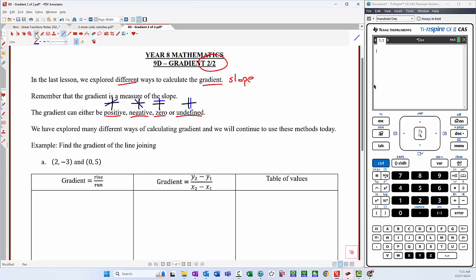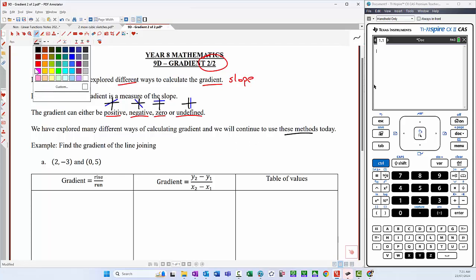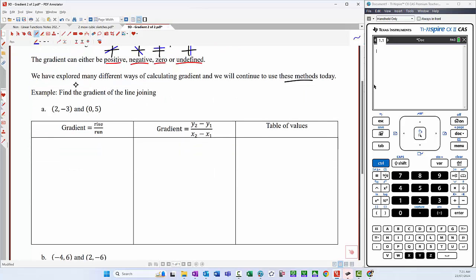And undefined, the gradient doesn't make sense because x doesn't increase. All right, so we've explored many different ways of calculating gradient, and we'll continue to use these methods today, including one new method, which is actually the same as others, but anyway, we'll get onto it. Right, so for this particular type of question, what they do is they give you 2 points, and they ask you to find the gradient of the line joining those 2 points. So I think the first way we'll use is this rise over the run method.